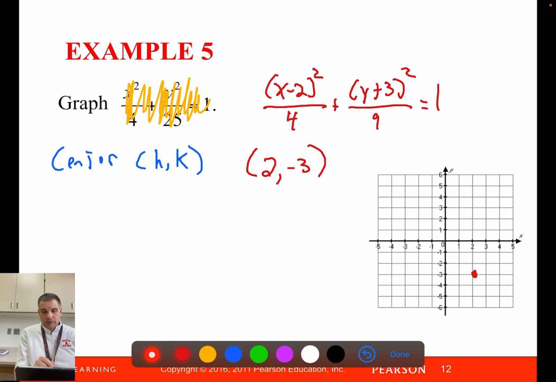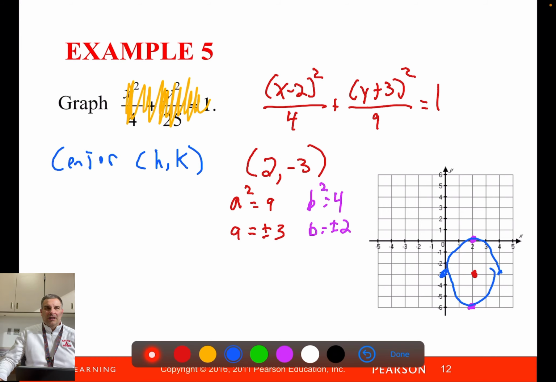9 is bigger than 4, so my a squared is going to be 9. So my a value is going to be plus or minus 3. And because it was underneath the y value, that means I need to go up 3 and down 3, put 2 dots. My b squared value is equal to 4, so b is equal to plus or minus 2. So I'm going to go 2 and 2. And then I'm just going to go ahead and draw that through them. And you're done.